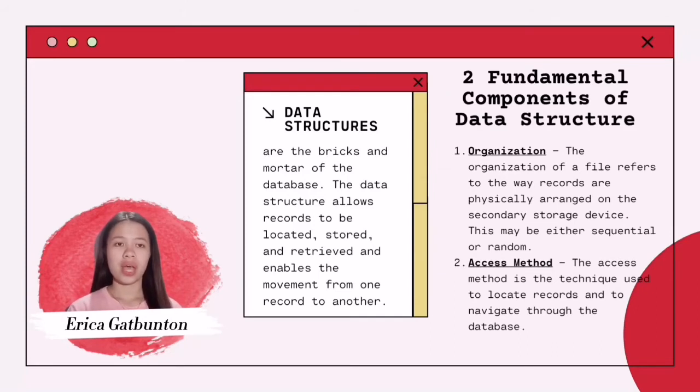Data structures have two fundamental components: the organization and access method. Data files are organized so as to facilitate access to records and to ensure their efficient storage. A trade-off between these two requirements generally exists. If rapid access is required, more storage is required to make it possible.